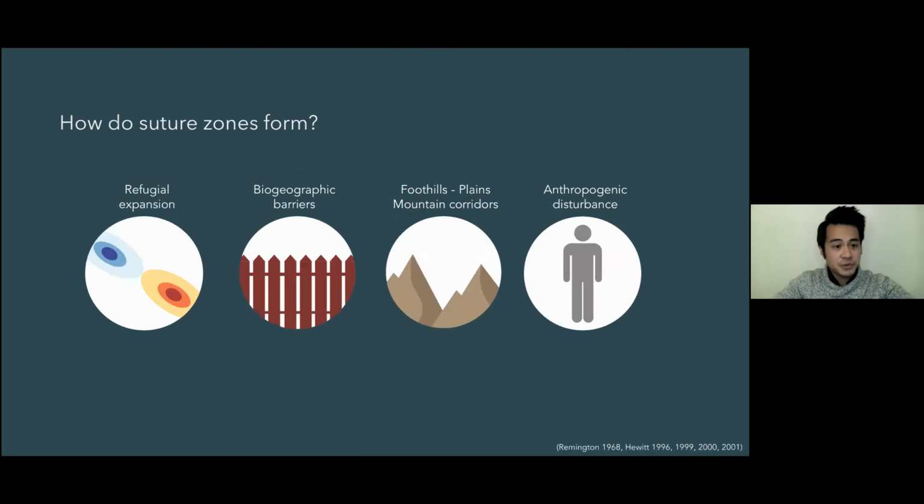So how do suture zones form? Here are some of the main hypotheses for the formation of suture zones. First is refugial expansion: if they were isolated in shared areas and expanded at about the same time, then they would meet in and around the same areas, separated by geographical barriers. You can also have them meeting toward foothills, or sometimes between lowland species and more montane species. And for plants, it's more common for this to happen due to anthropogenic disturbance.